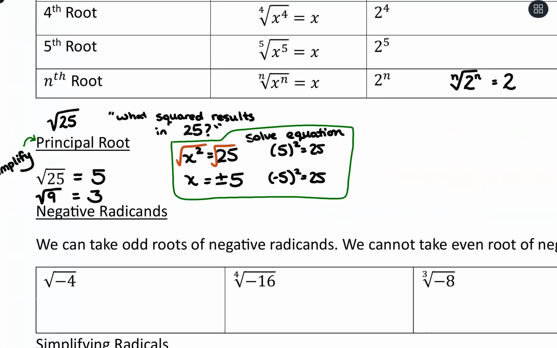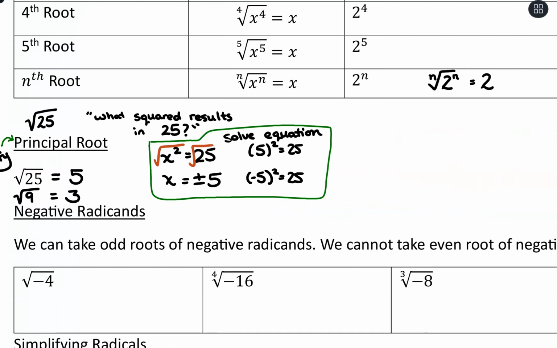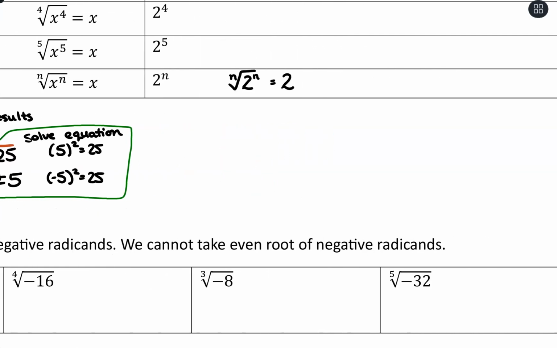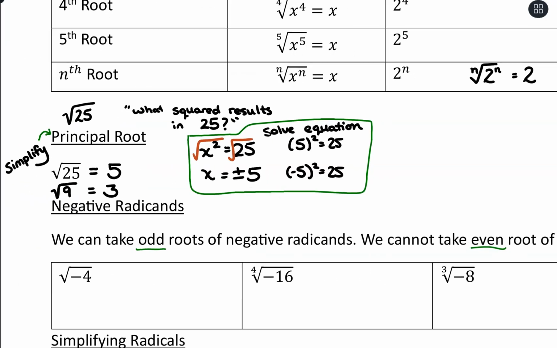Another thing we need to be careful of is the idea of negative radicands. So having a negative value under the radical symbol. Now, if we're taking an odd root, so if we have an odd index, that's totally fine. We can do that. We cannot take the even root of a negative radicand. So let's talk through that with these examples here.